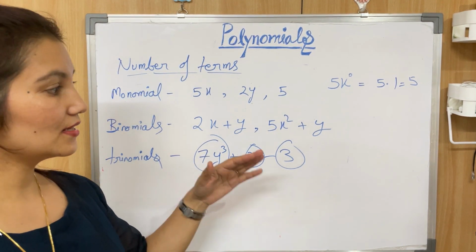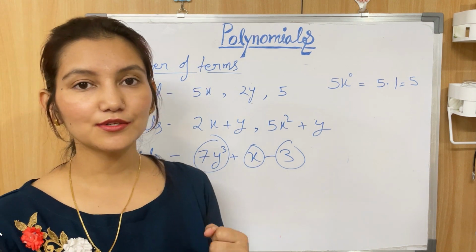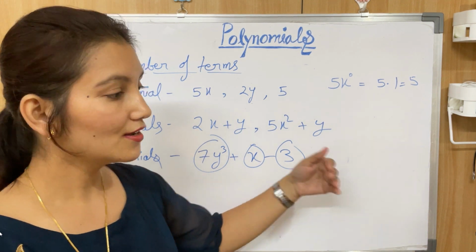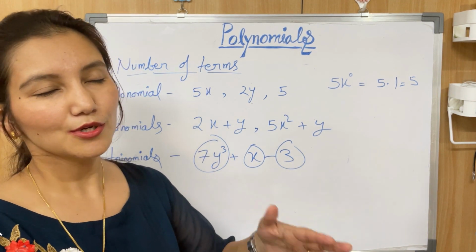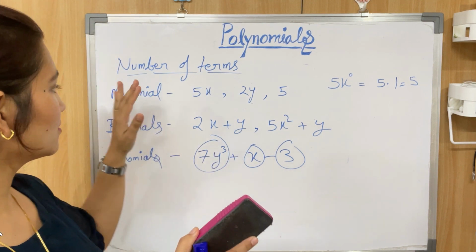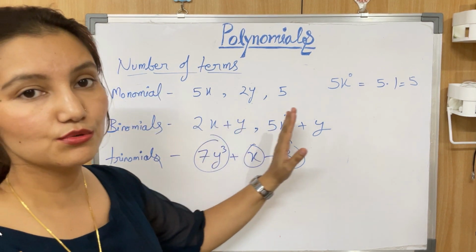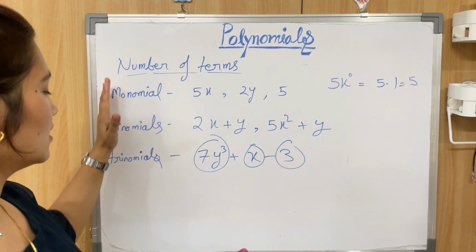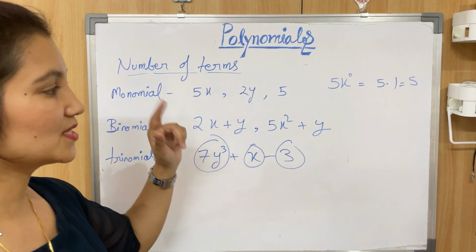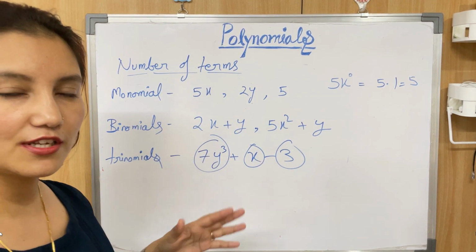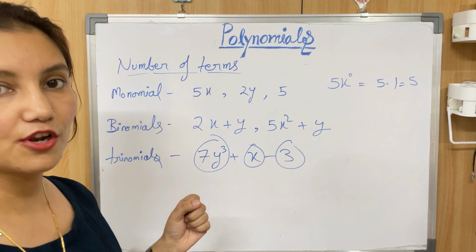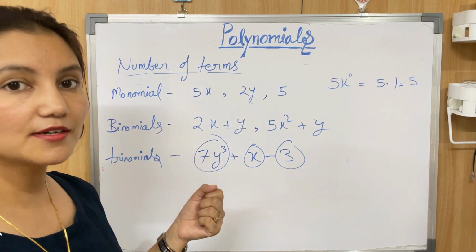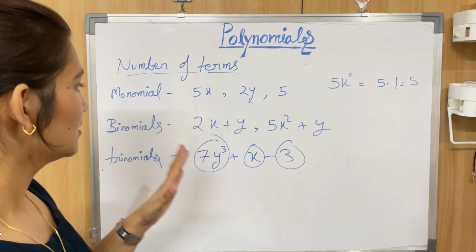So this way it keeps on going. But we haven't named the further expressions, because if there are 4 terms, a separate name for that, 5 terms, a separate name for that, it would be too tedious. We have given these 3 names just because these are the frequently used expressions, wherein the number of terms is 1, 2 or 3, and for the rest we just call them polynomials. So what are polynomials? Any expression that has 1 or more than 1 term is a polynomial.